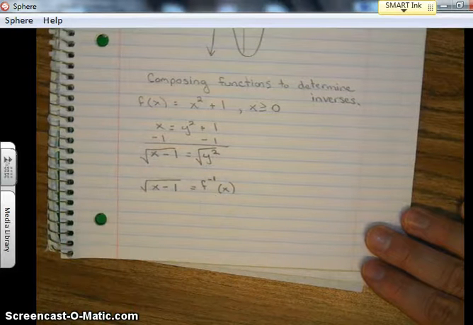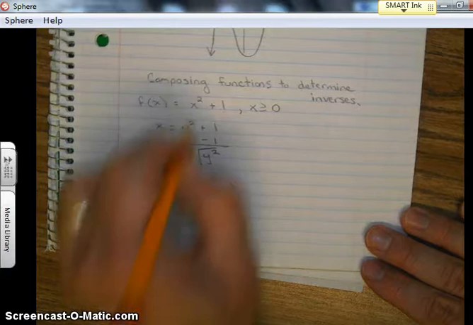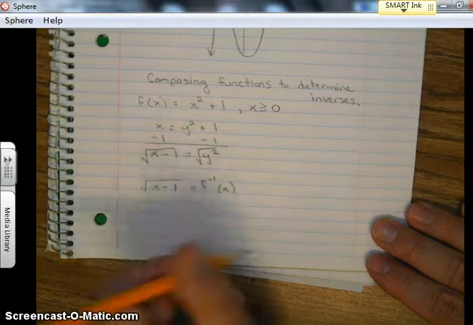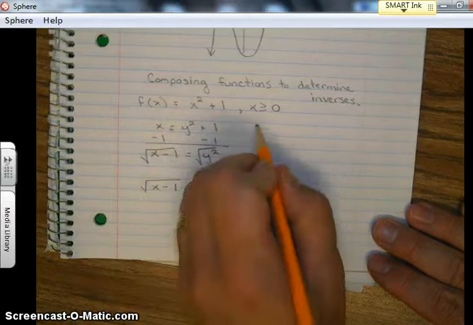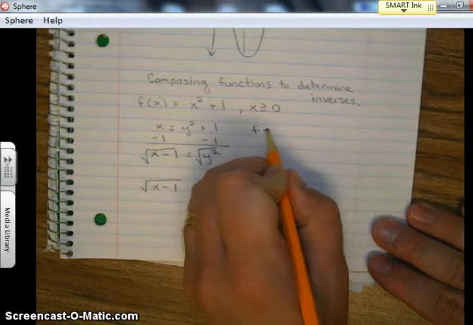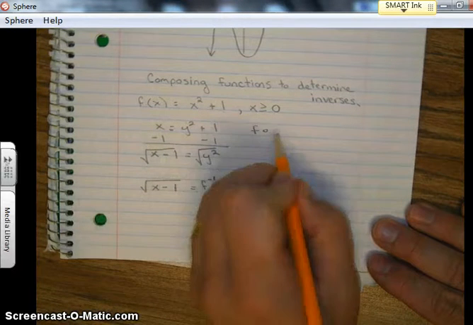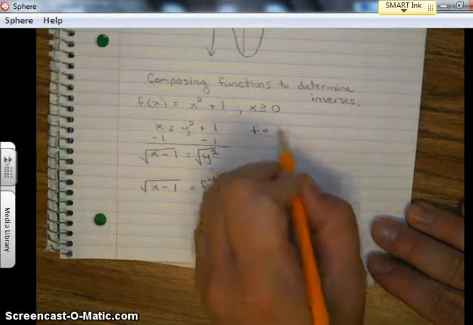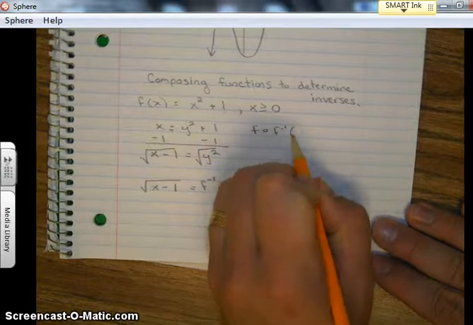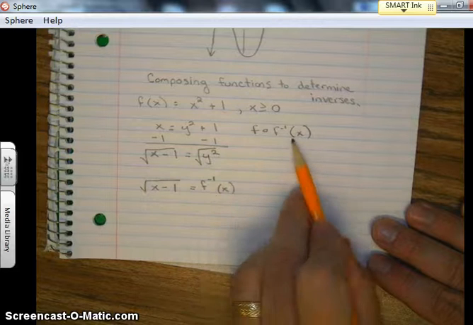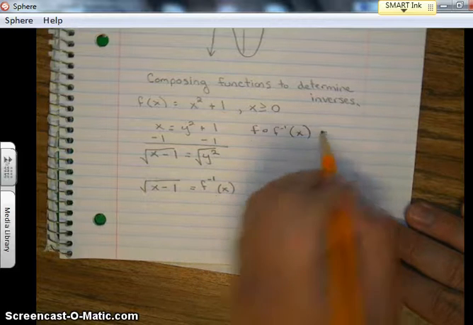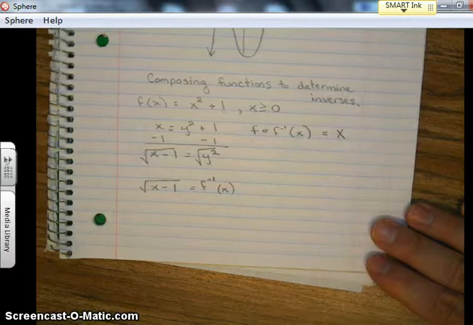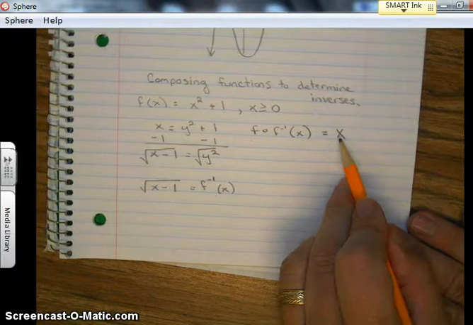Okay, so how do we verify that these are inverses of each other using a composition? Remember, a composition looks a little something like this: f composed with f inverse. We're going to plug the inverse into the original. If we plug the inverse into the original and simplify, x should be the result if they are inverses of each other.